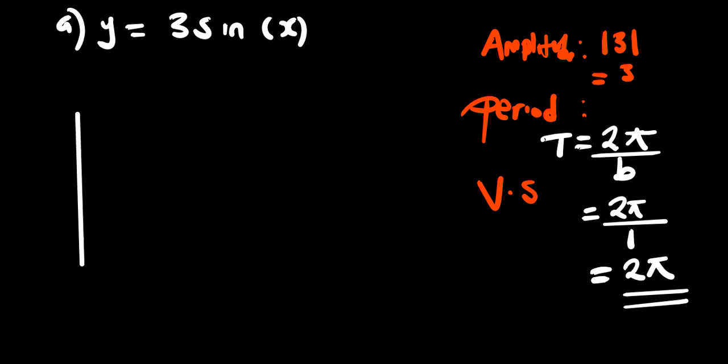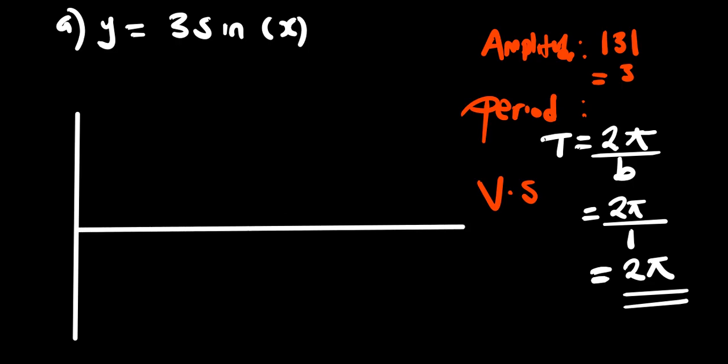So this is the y-axis, this is the x-axis. We have an amplitude of 3. So this will be positive 3, this will be negative 3. Now the period, the time it takes to complete a full revolution, we found that it is 2 pi. So I'm going to write that. So 2 pi.